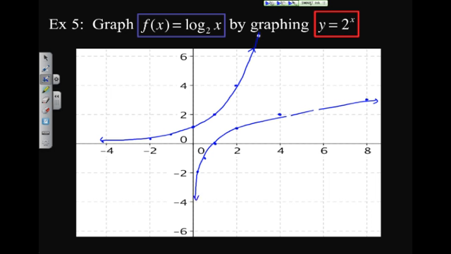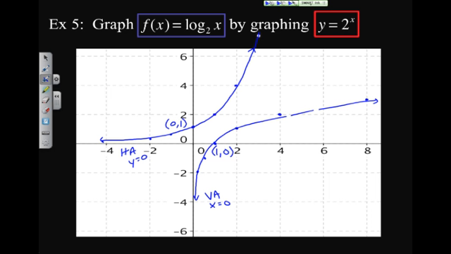Now in the exponential, you remember we had a horizontal asymptote of y equals 0. With logarithmics, we have a vertical asymptote of x equals 0 because, again, they're just switching x and y values. We also have the intercept here is 0, 1. Well, on the logarithmic, the intercept is 1, 0, again, because the x and y values are switching around.